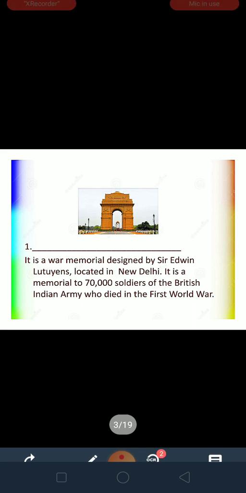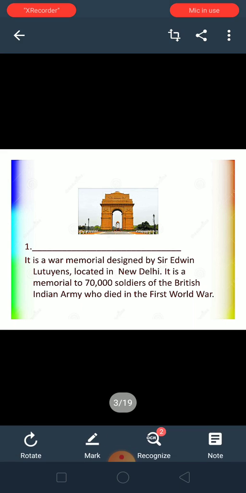It's a memorial to 70,000 soldiers of the British Indian Army. Read the words again, British Indian Army. When India was under British rule, the Indian Army was part of the British government. That is the British Indian Army. It was sent to the First World War. So 70,000 soldiers died in World War I, and this is the war memorial dedicated to them.